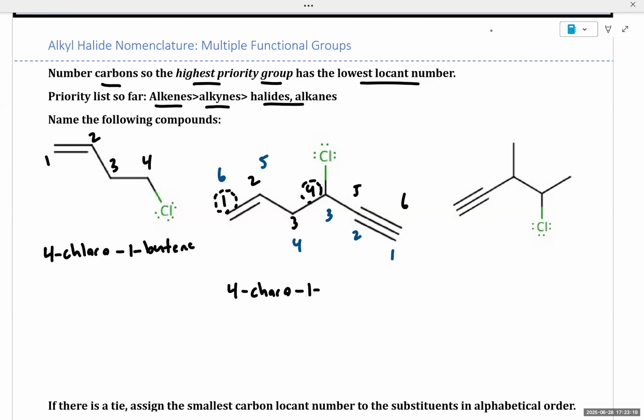1-hex... I'm going to use the old school naming convention. Hex-1-ene-5-yne. In this case, the 1 denotes the position of the alkene, and the 5 denotes the position of the alkyne.